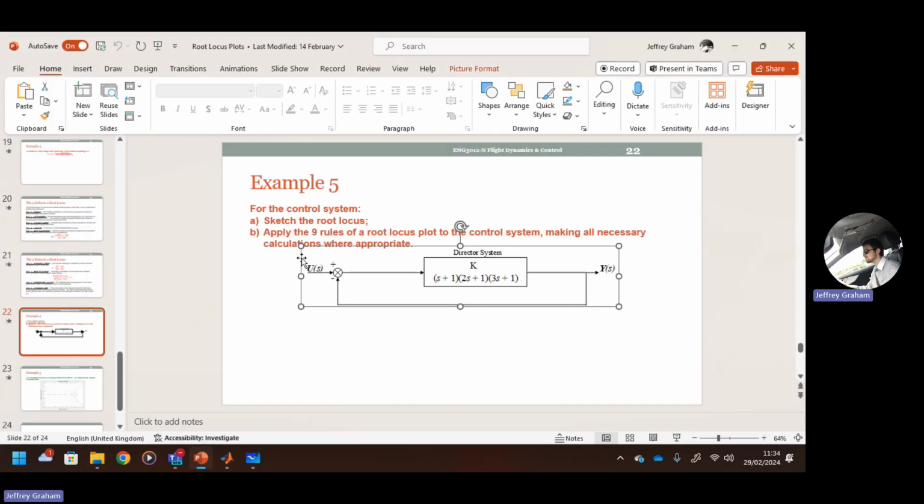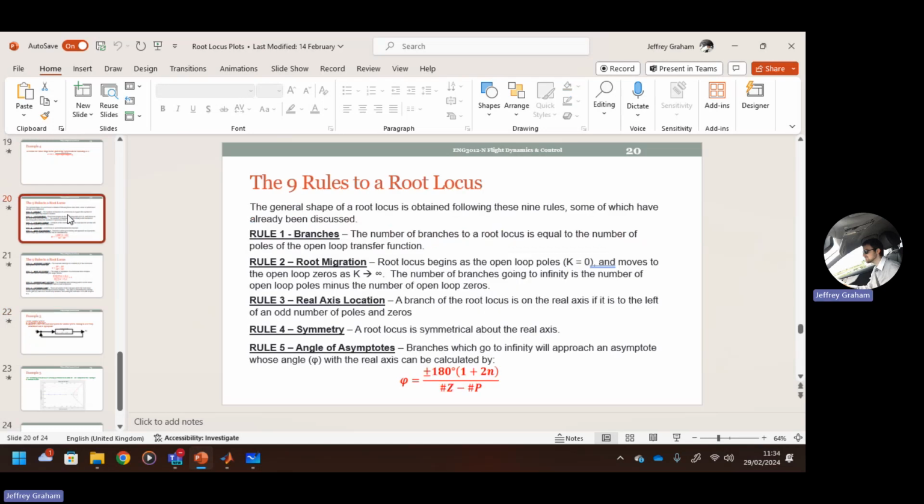In the example, it then says go through the 9 rules of the root locus plot. So I'll read them on the PowerPoint and show you how they apply, if they apply. Right, rule number 1. The number of branches to a root locus is equal to the number of poles.